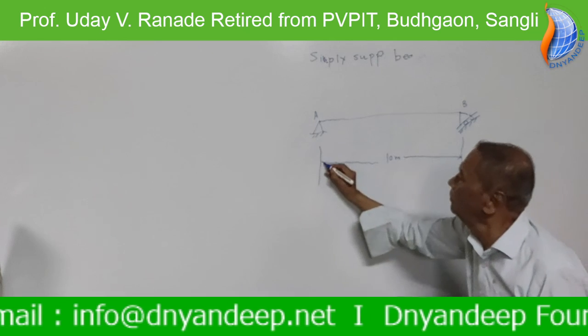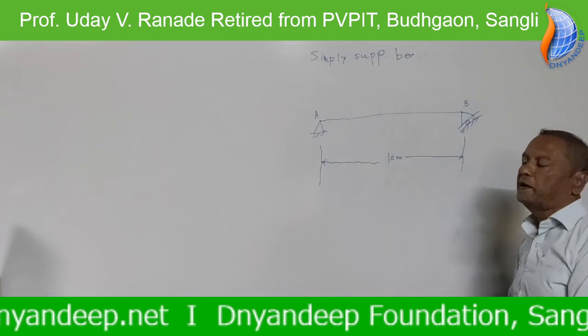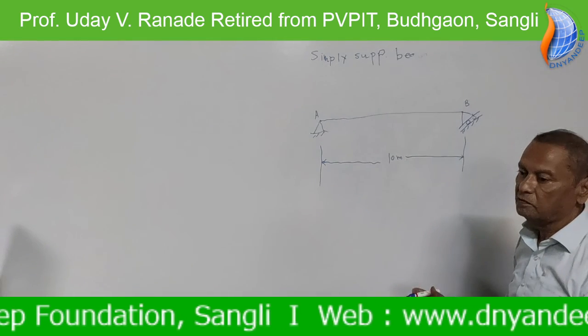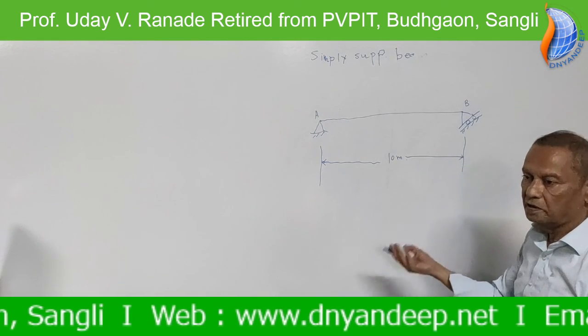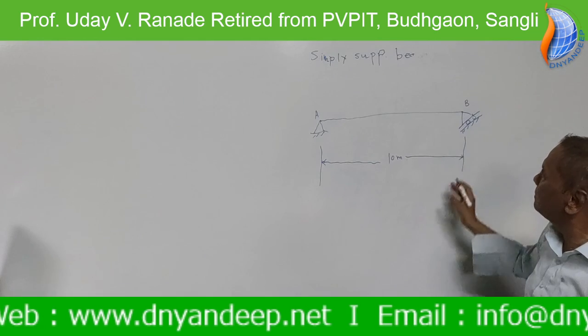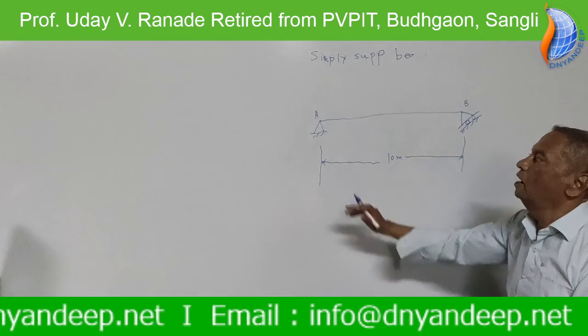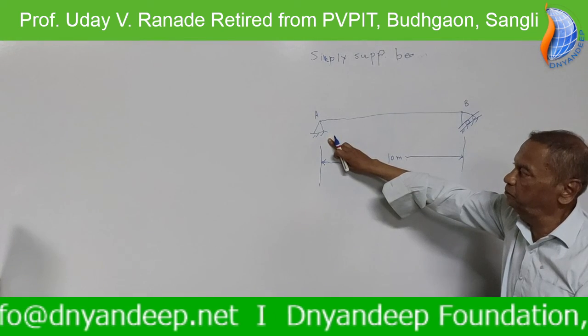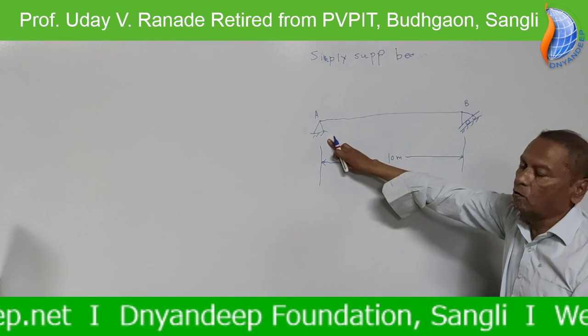Now here, again to simplify, I will not take inclined loading because that will be difficult to understand. That I will keep as a case. Because now here, as a hinge is there, so vertical reaction is there and horizontal reaction.